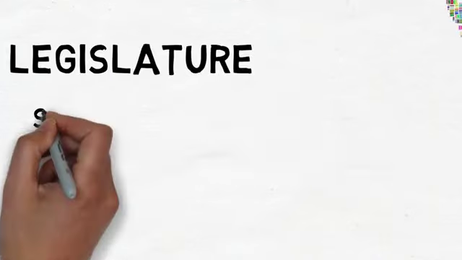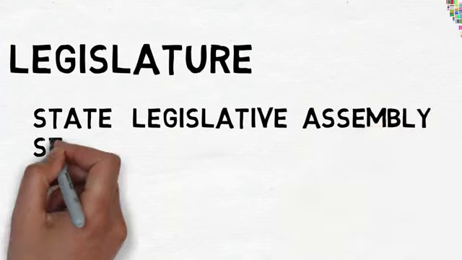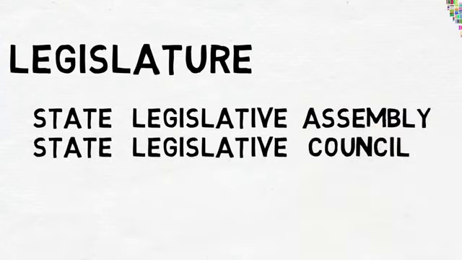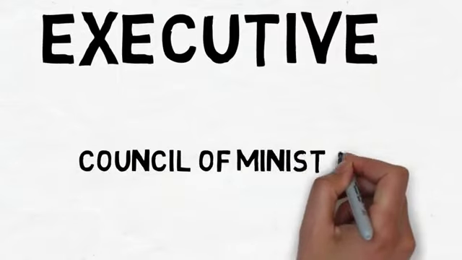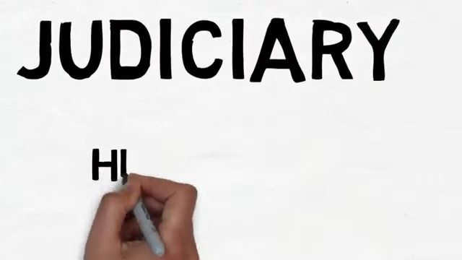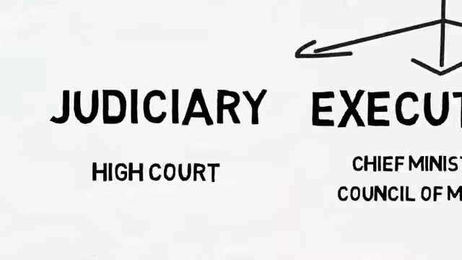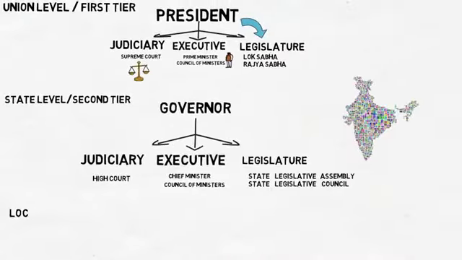The legislature comprises of the State Legislative Assembly and the State Legislative Council for some states. The executive has the Council of Ministers headed by the Chief Minister. And the judiciary comprises of the High Court. At the third tier or the local governance, there are urban local bodies for urban areas and Panchayati Raj institutions for rural areas. And of course, there are the district courts.